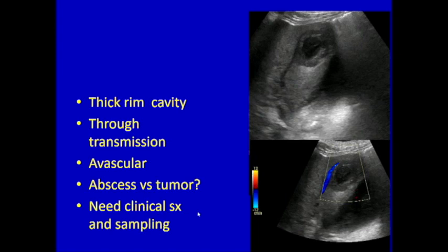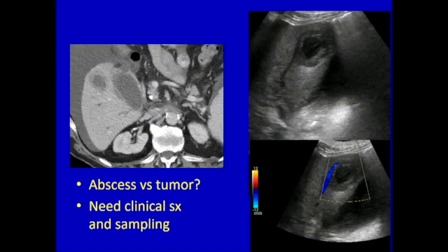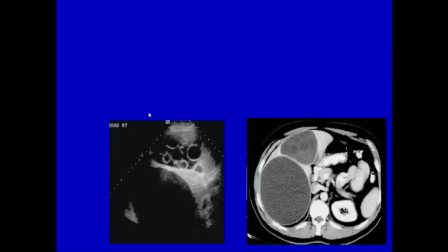And I can't tell. I need the clinical symptoms, and these people really do need to be sampled because unless you know that they're febrile and septic and so forth, you're going to be talking about this as this could be a tumor. As it turned out, this patient did have acute cholecystitis, and this was an adjacent liver abscess, but it needed further verification.